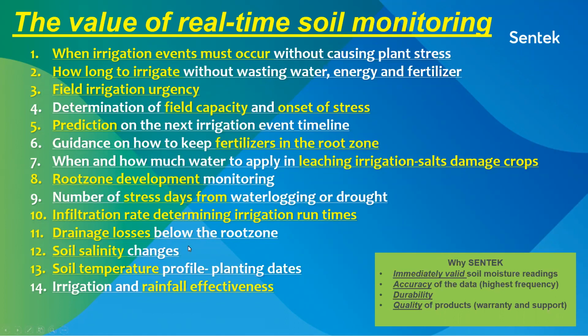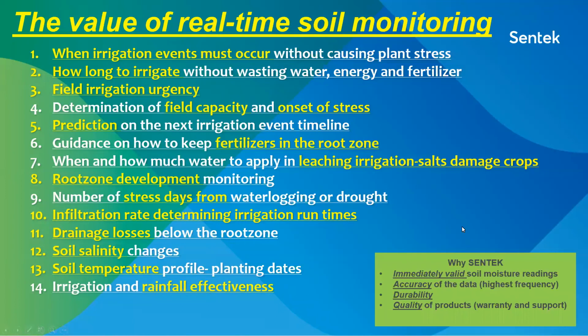Drainage losses: how much water have you lost below the root zone? Soil salinity changes as a trend. Soil temperature. We're really going to explore this feature given the amount of what we call dryland farming that happens in your region, and how critical planting dates are based on soil temperature. Irrigation and rainfall effectiveness. Sometimes if you have access to irrigation, you say, oh, I got a rain, I don't need to water. Was that enough to fill your root zone?